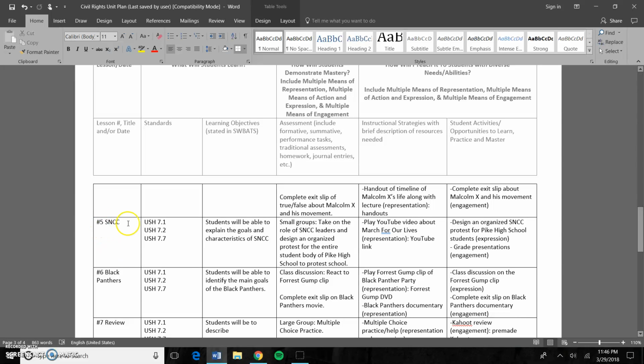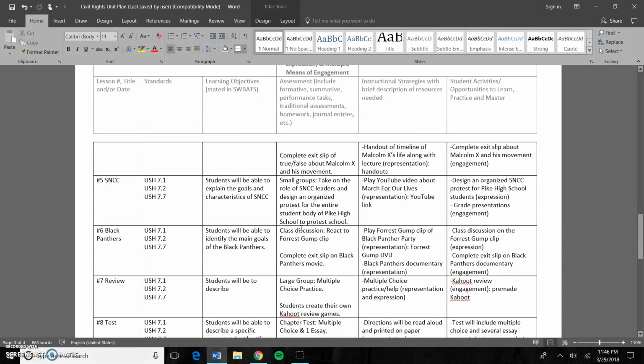The fifth lesson is talking about SNCC, another civil rights organization. There are a lot of them. SNCC is the Student Nonviolent Coordinating Committee, another group. Students will be able to explain the goals and characteristics of this group. And again, we'll start out by playing a YouTube video of the March for Our Lives.